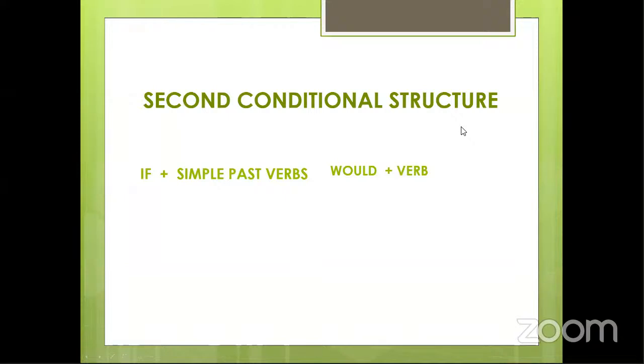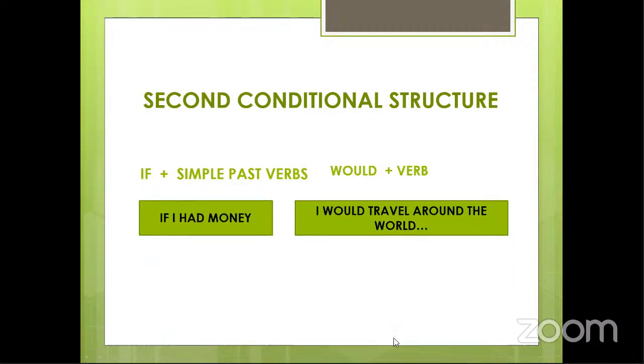Look, this is the second conditional structure. As you know, two different clauses. If, simple past, the verb in simple past, and then the modal would. This is one option, but you know, would, could, or might. This is an example. If I had money, si tuviera dinero. If I had money, I would travel around the world. Viajaría alrededor del mundo. Is an expectation.